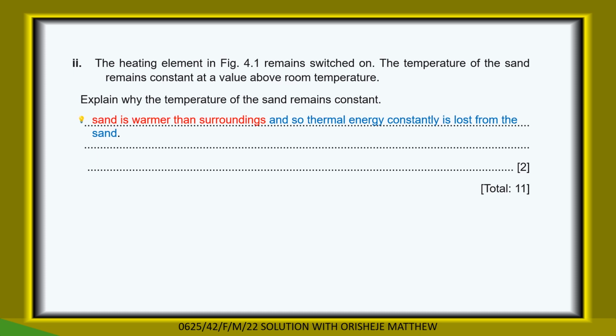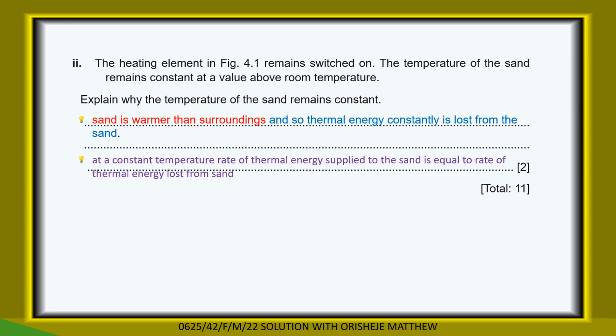The reason is that sand is warmer than the surroundings, and so thermal energy is constantly lost from the sand because the top is not covered, it's exposed. So the rate of heat lost to the surroundings is very high compared to the rate at which the heating is taking place. So the sand is not overheated. Now, at constant temperature, the rate of thermal energy supplied to the sand is equal to the rate of thermal energy lost from the sand. So the temperature of the soil remains constant.